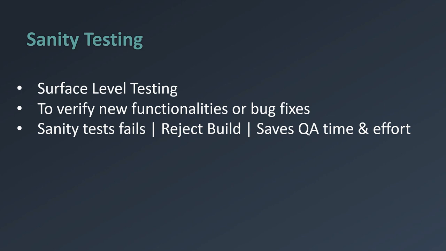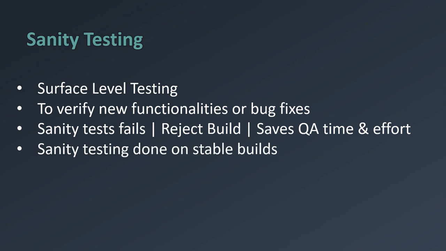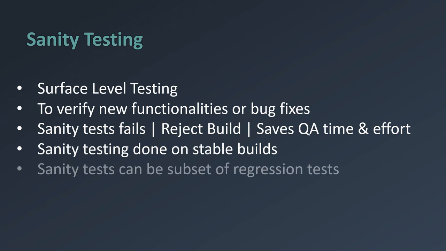And the main goal of sanity testing is to check that the proposed modifications or the changes or the bug fix work as intended, and sanity testing is mostly done on a stable build. So unlike smoke testing, which can be done right from build number 1, it is generally done when the application or the build is stable, and in general a sanity test can be a subset of regression test.